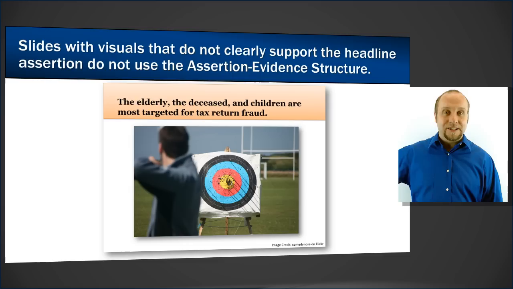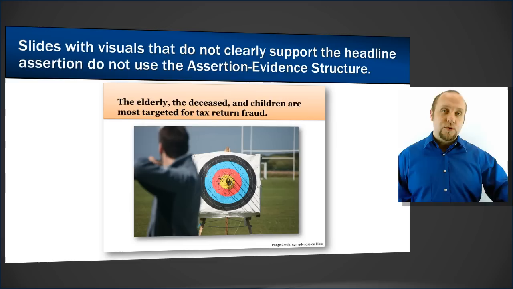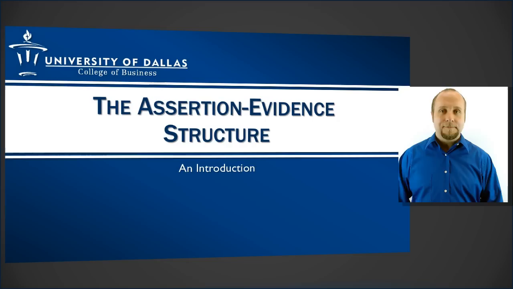So what you'll find as you start to implement the assertion evidence structure in your own slides is that sometimes you need to make your own visual evidence, particularly with topics where there isn't visual evidence available. For numeric information, you can do this through charts and graphs, and you might have to get creative at times to produce visual evidence that clearly supports your assertion headline.